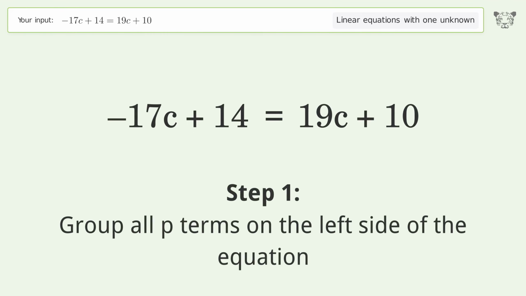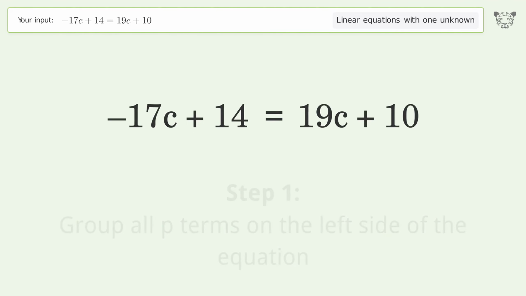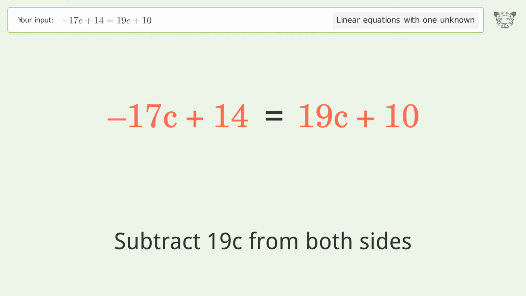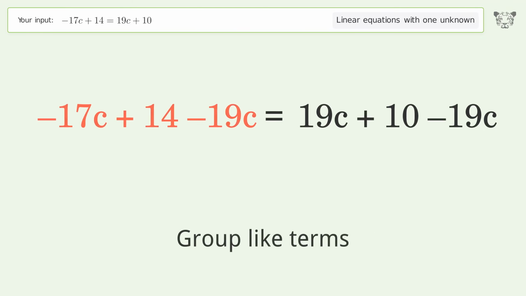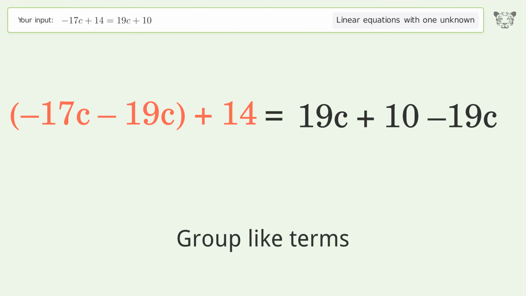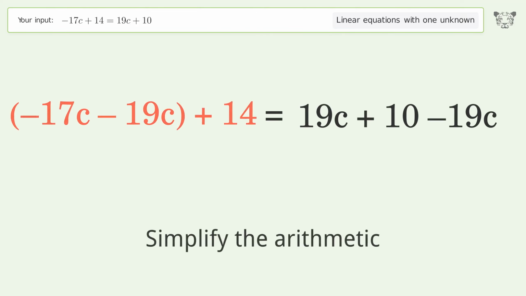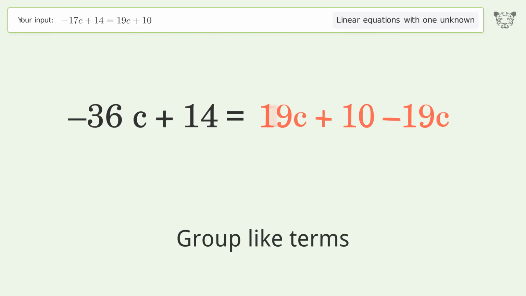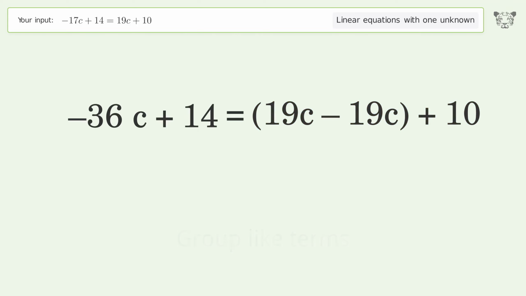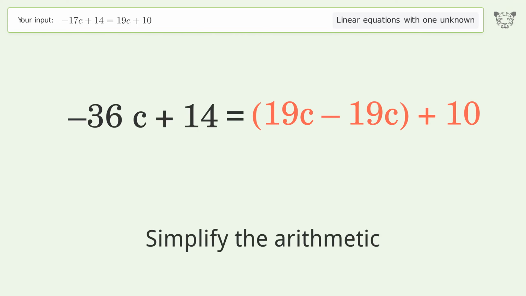Group all c terms on the left side of the equation. Subtract 19c from both sides. Group like terms. Simplify the arithmetic. Group like terms. Simplify the arithmetic.